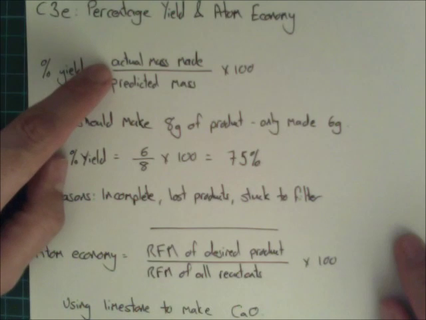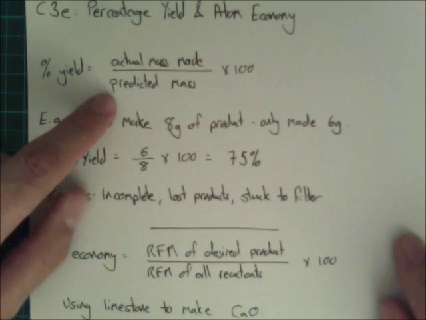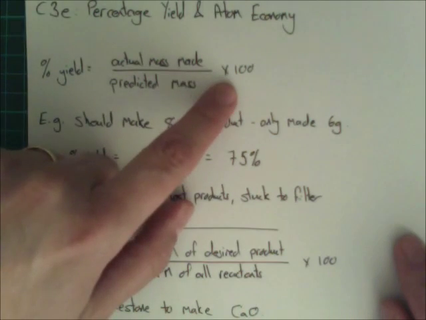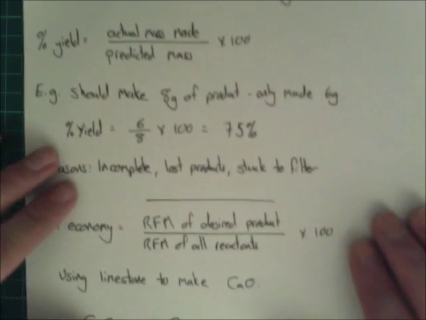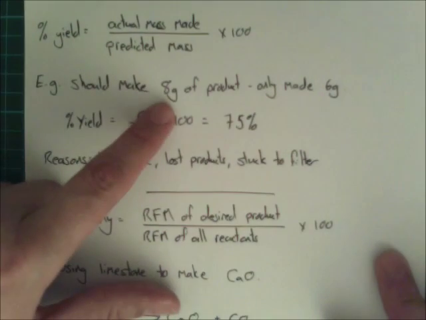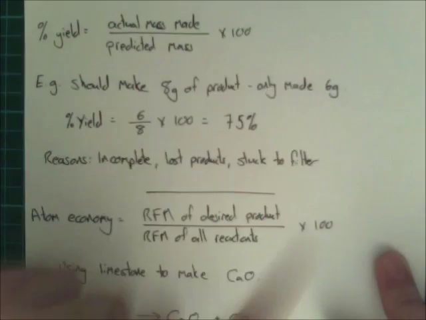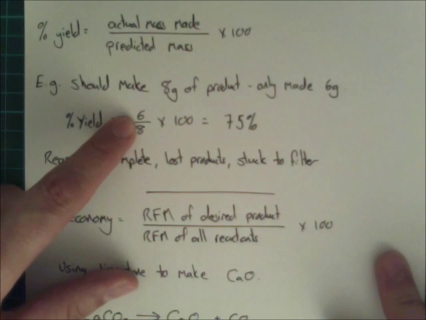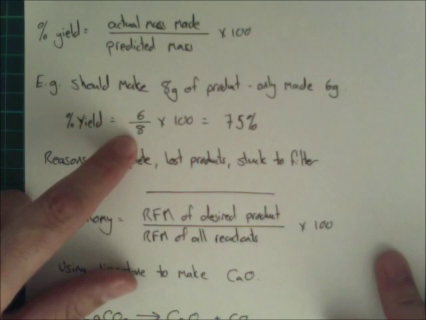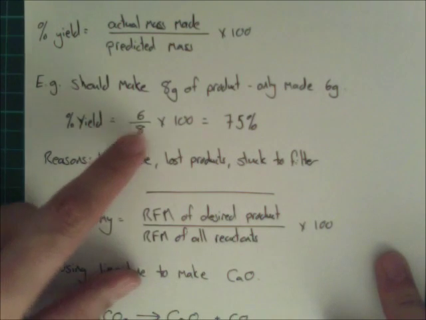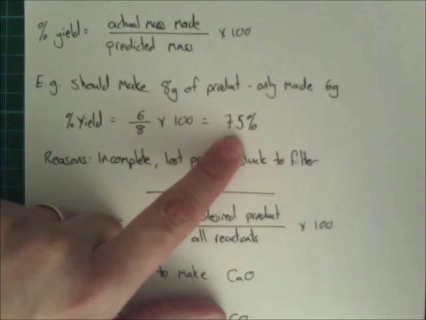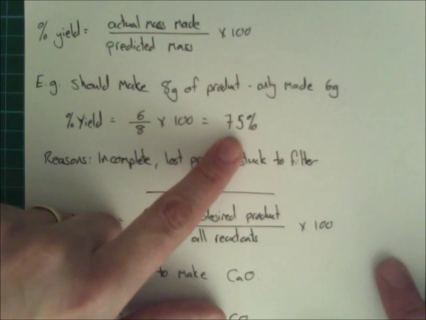Percentage yield is the actual mass that you made, that you physically measure at the end of the reaction, divided by the predicted mass, what you theoretically could have made, multiplied by 100. So here's an example, nice and simply. You should make 8 grams of a product, but you only made 6. So your percentage yield is 6, which is what you actually made, divided by 8, which you theoretically should have made, multiplied by 100, gives you a 75% yield. So 25% of what you should have made has been lost.